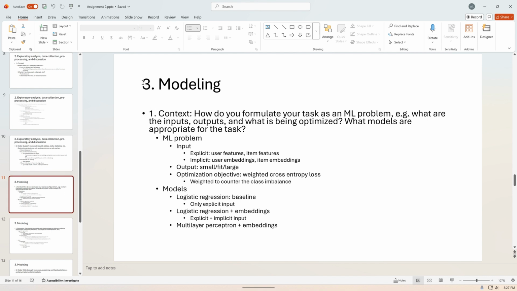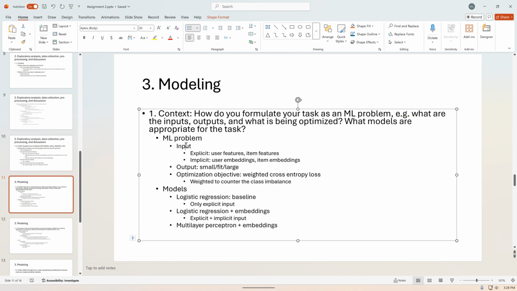And now section 3, modeling. Question 1, context. How do you formulate your task as an ML problem? What are the inputs, outputs? What is being optimized? What models are appropriate for the task?